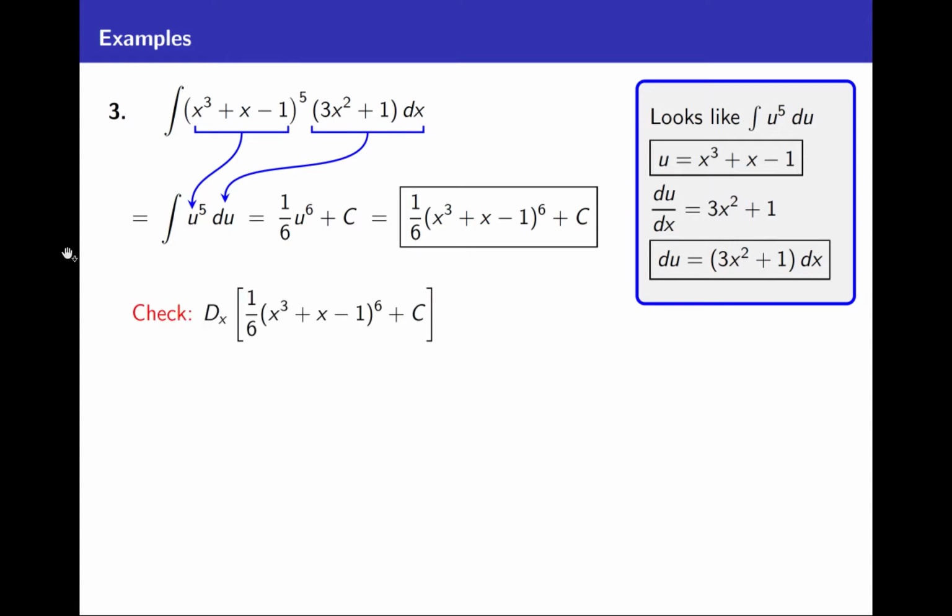Now quickly, let's check and make sure we really did it right. We take the derivative of this answer, and we want to make sure we get the integrand up here. So for this derivative, we'd have to use the generalized power rule. The 6 comes down, times the 1/6, that's a 1. And you get (x cubed plus x minus 1) to the power of 6 minus 1, which is 5. Then times the derivative of x cubed plus x minus 1, which is 3x squared plus 1. And it exactly matches the integrand. So it checks back. We got the right answer.